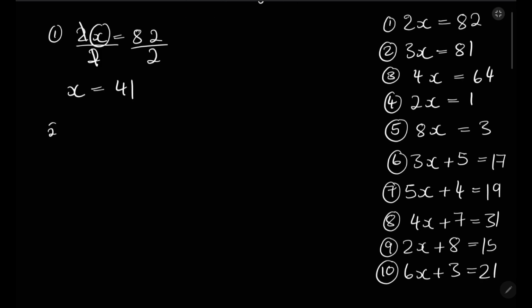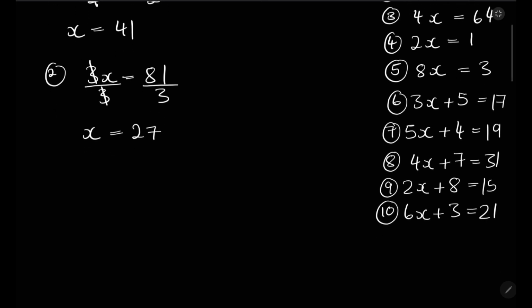Now let's try the second example. Let's do 3x is equal to 81. We are solving for x. To do so, we have to divide both sides by 3 to get rid of that 3. So we'll say 3x divided by 3 and 81 divided by 3. What we do on the left-hand side, we do on the right-hand side. So this cancels with that, and we're left with x is equal to 81 divided by 3, which is 27.